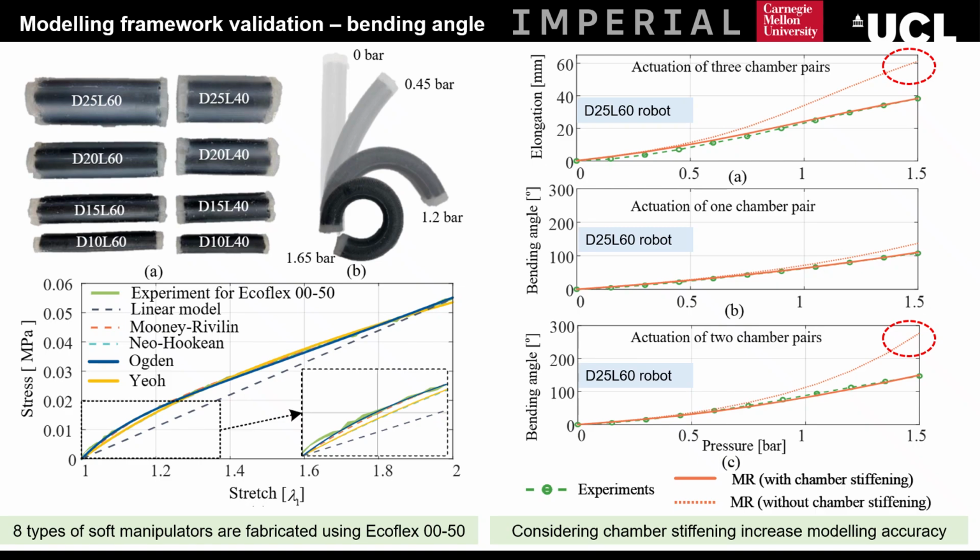Results highlight that the chamber stiffening effect is generally less obvious when the pressure is low, for instance less than 0.5 bar. In contrast, the simulation diverges from the experiment under a high pressurization level, for instance larger than 1 bar. These results highlighted that considering the chamber stiffening can improve modeling accuracy in large deformation.